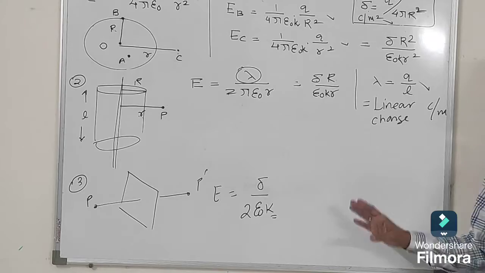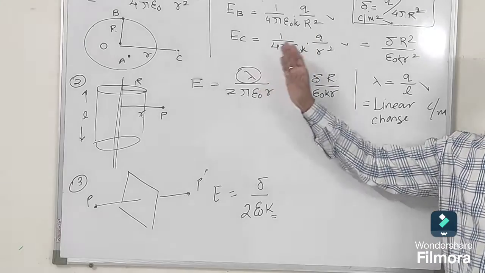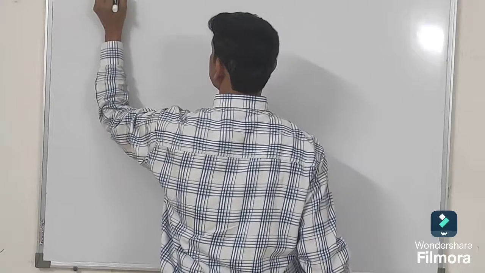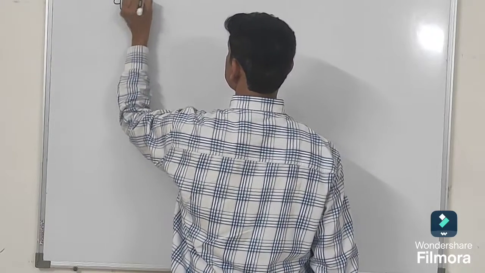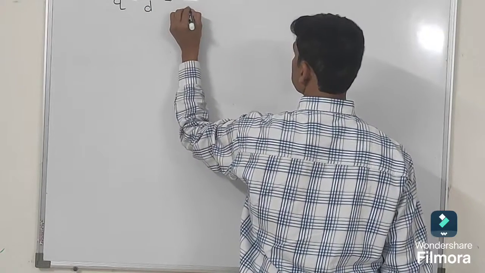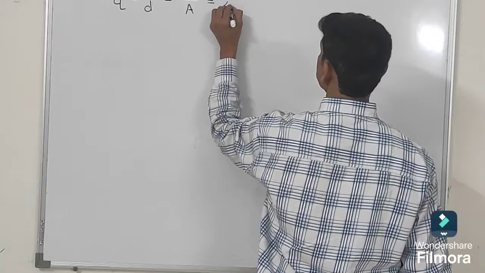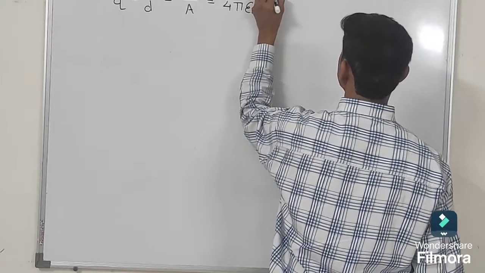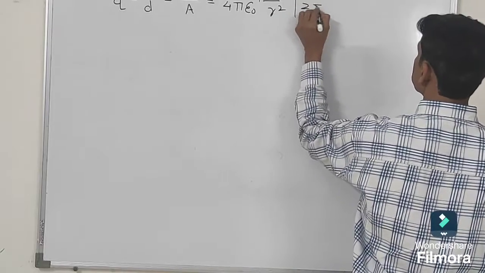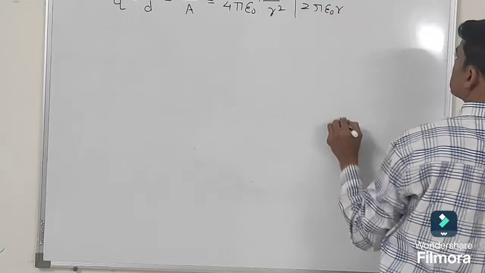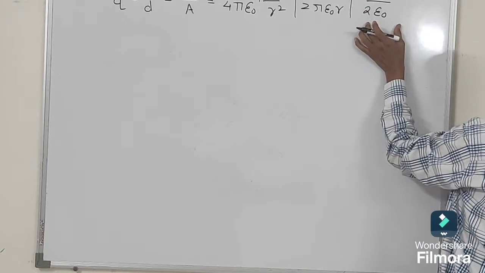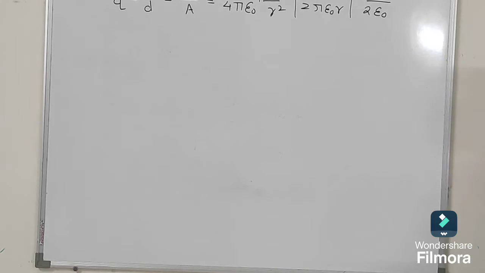So electric intensity at any point situated near a charged sphere, charged cylinder, and plane lamina is force upon charge, electric potential upon distance, it is electric flux upon area. It is 1 upon 4 pi epsilon 0 Q upon R square for a sphere, lambda upon 2 pi epsilon 0 R for a cylinder, and sigma upon 2 epsilon 0 for a plane lamina. These are different formulas for electric intensity.